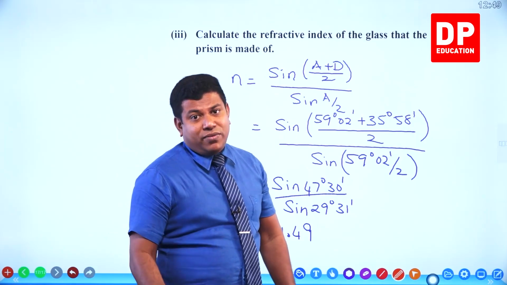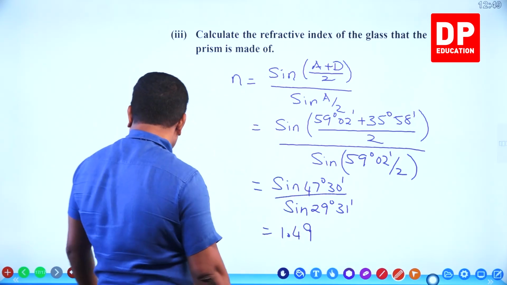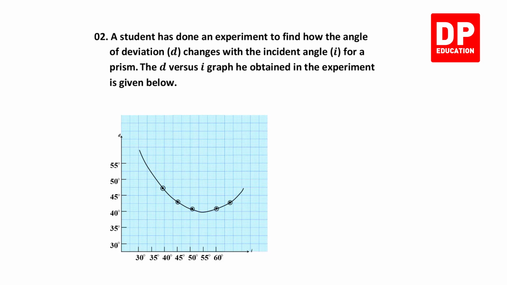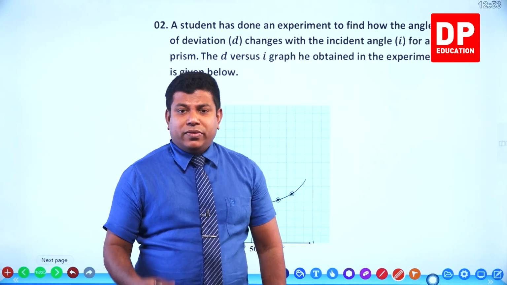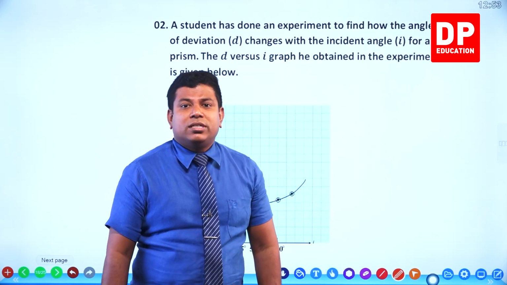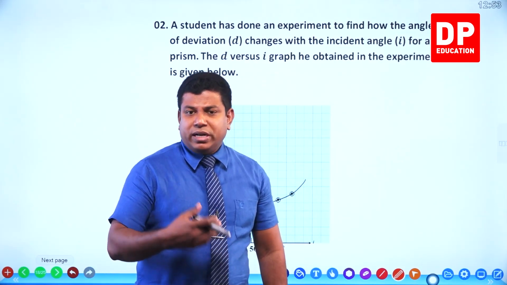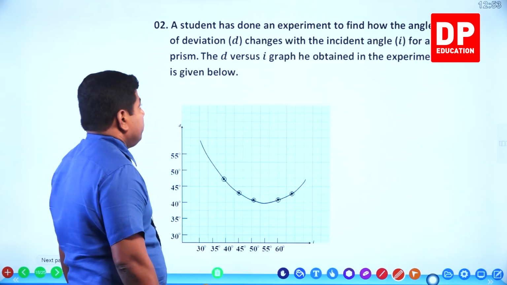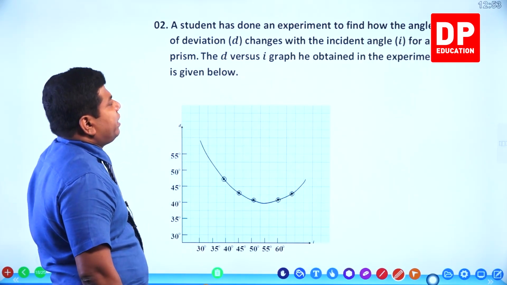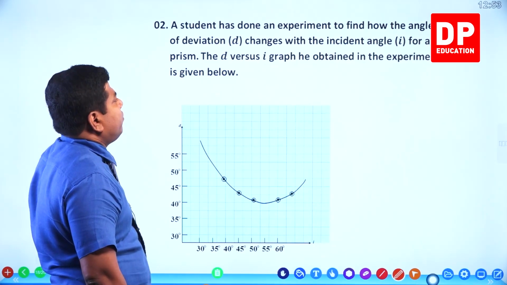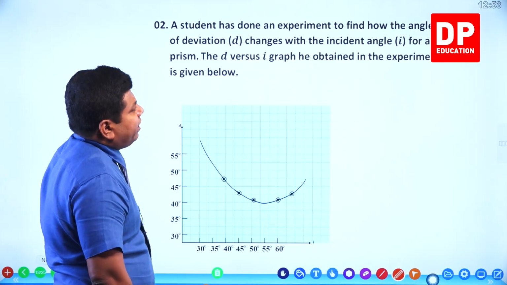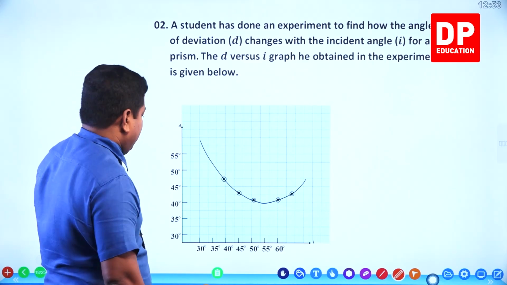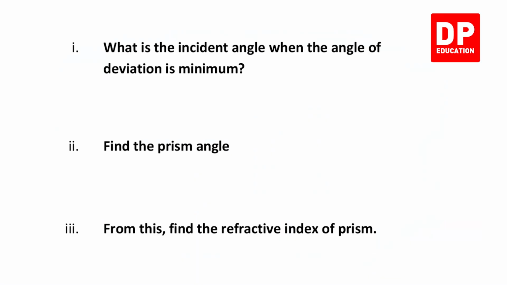Now let's see another question from this part. This question is not from the past paper. This is from a leading school's term exam paper. I thought this will also be relevant for you. Doing some practice is good. I have taken this question for you. The student has done an experiment to find how the angle of deviation changes with the incident angle I for a prism. The D versus I graph he obtained in the experiment is given below. What is the incident angle when the angle of deviation is minimum?